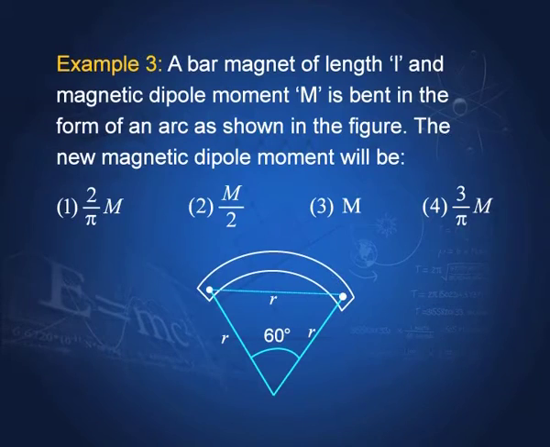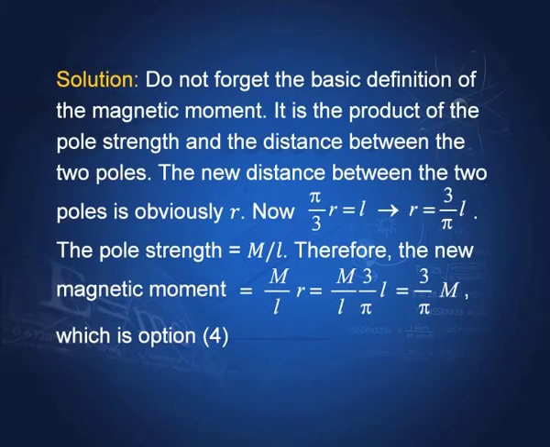Example 3: a bar magnet of length L and magnetic moment M is bent in the form of an arc as shown in the figure. The bar was straight, and it was bent into this shape so that the angle subtended by the bar is 60 degrees. We have to find the new magnetic dipole moment. Remember that the magnetic moment is equal to the pole strength into the distance between the two poles, nothing to do with the shape.